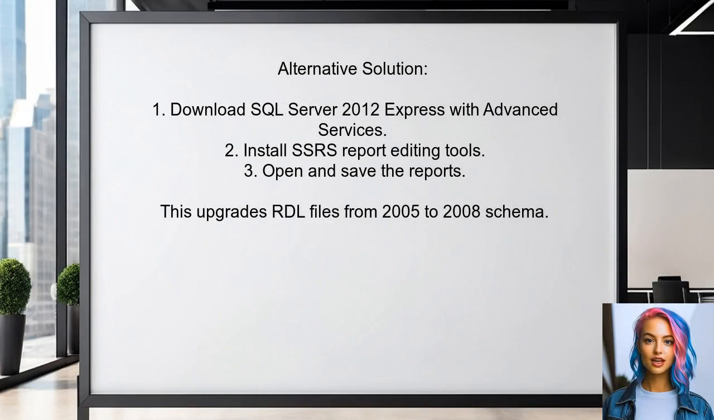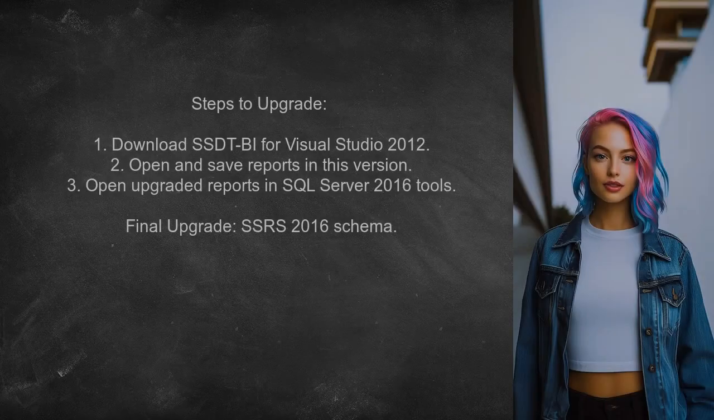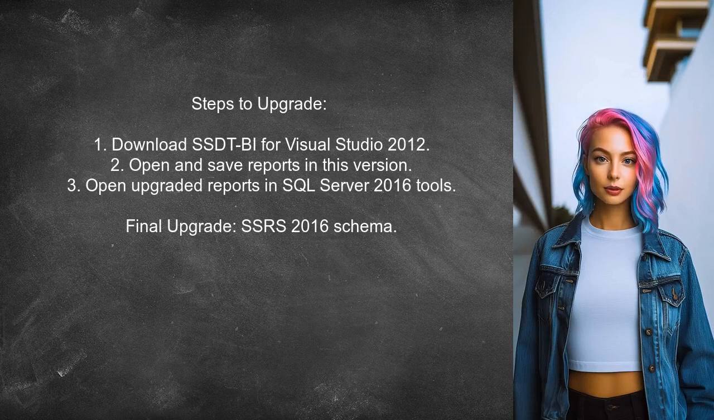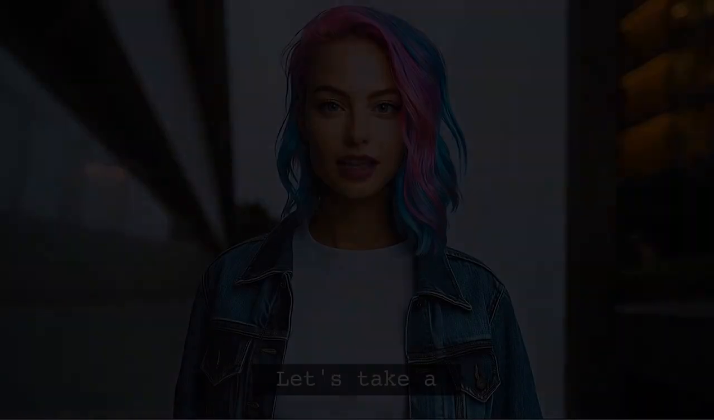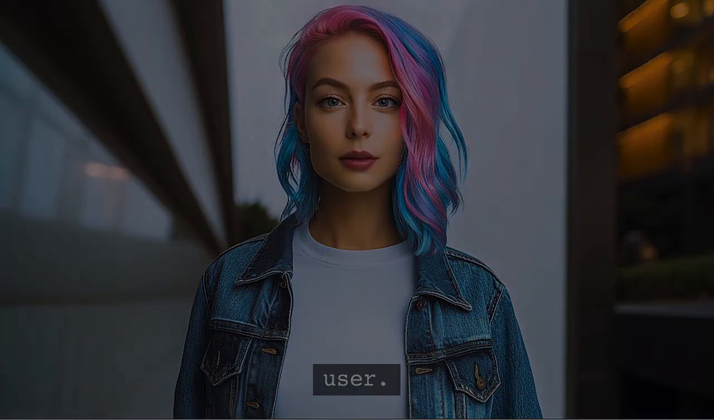An alternative approach shared by another user involves downloading SQL Server 2012 Express with advanced services. After installing the SSRS report editing tools, they opened and saved the reports, which upgraded the RDL files from the 2005 schema to the 2008 schema. They also mentioned that downloading SSDT BI for Visual Studio 2012 can achieve the same result. Once upgraded, the reports can be opened and edited in SQL Server 2016 tools, which further upgrades them to the SSRS 2016 schema. Let's take a look at another answer from another user.